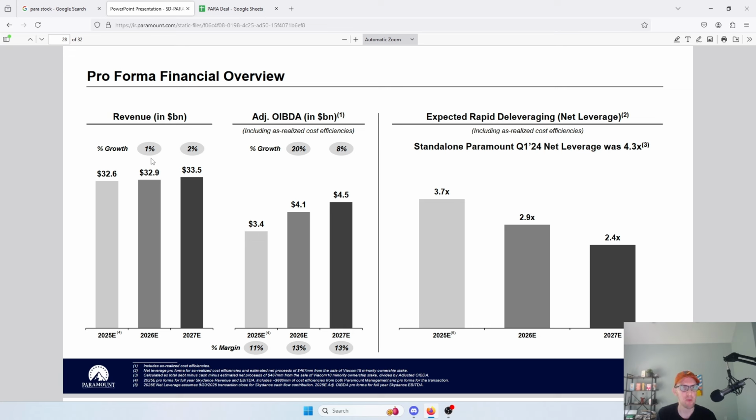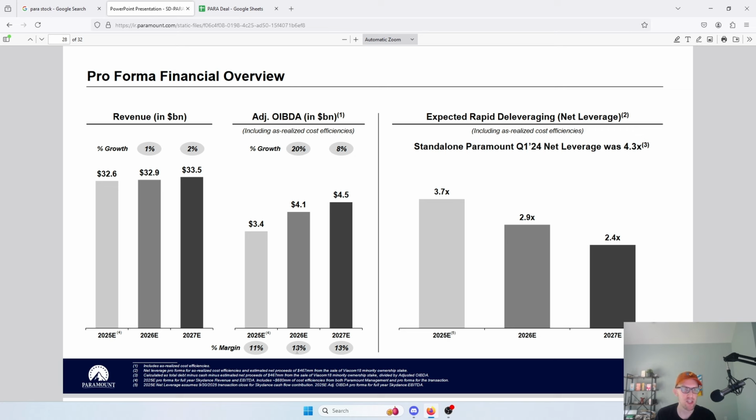Revenue growth is still going to be relatively slow, 1% to 2% growth, but OIBDA, operating income before depreciation and amortization, is going to grow at a pretty decent clip. Margins are going to improve. Current Paramount is probably sitting at about 9% OIBDA margins, up to 13% expected by 2027, according to what they do here. And what they're going to do is focus on free cash flow generation, pay down a lot of their debt, and become a leaner, meaner business.